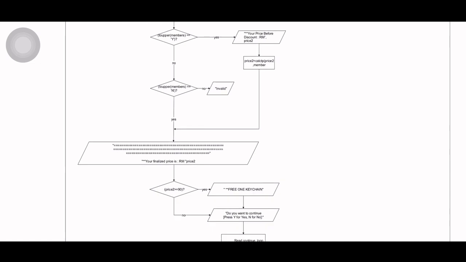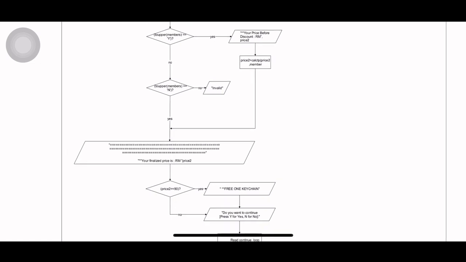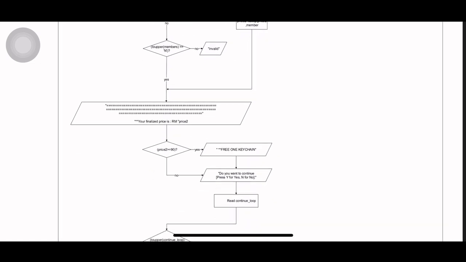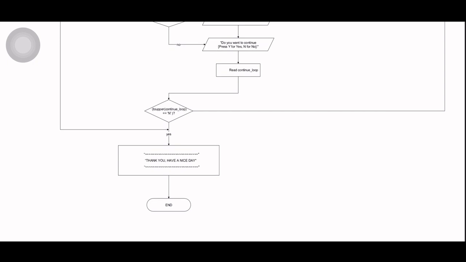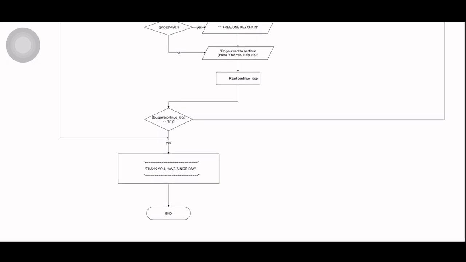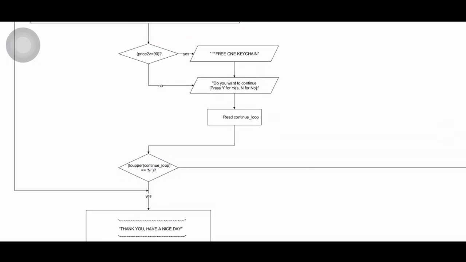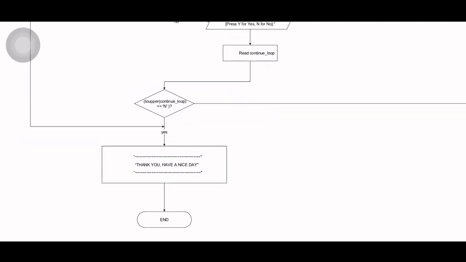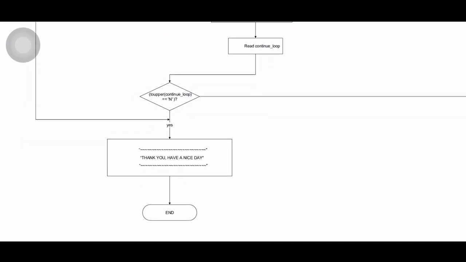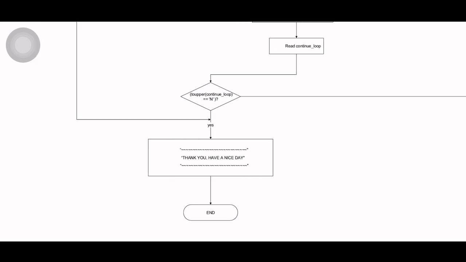After that, it will display the finalized price, and if the finalized price is equal to or more than 90, the user will get a free keychain, and if it's not, it will do nothing. At last, it will ask the user if they want to continue. If the continue loop equals Y, it will go back to the first selection and do everything again. If it is not equal, then it will display thank you, have a nice day, and end.